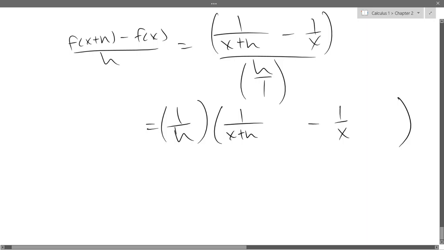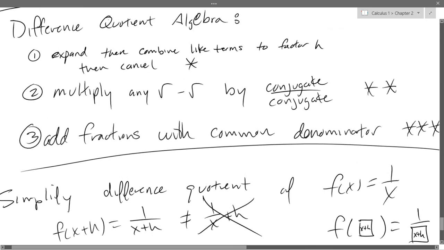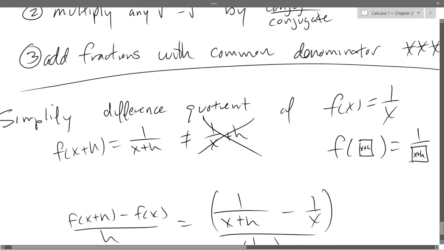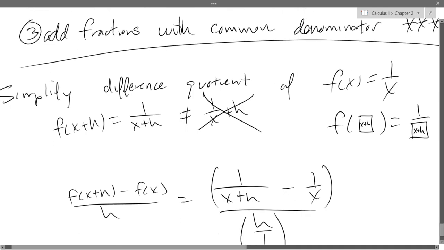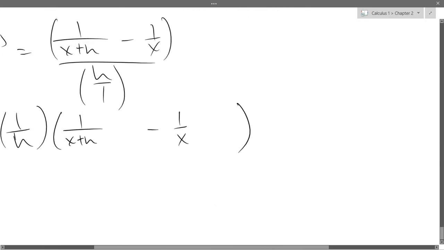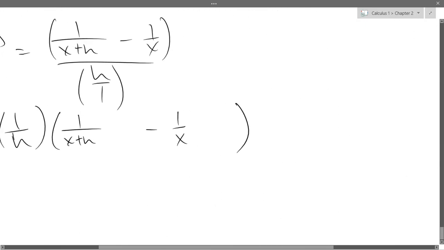How in the world am I going to cancel that h? Well, I already told you how, if you were paying attention. Add fractions with common denominator. You could multiply by conjugate over conjugate, but then you're going to have fractions of fractions, because you're going to have conjugate over another conjugate. That's going to be really bad. So we're just going to add fractions with common denominator.